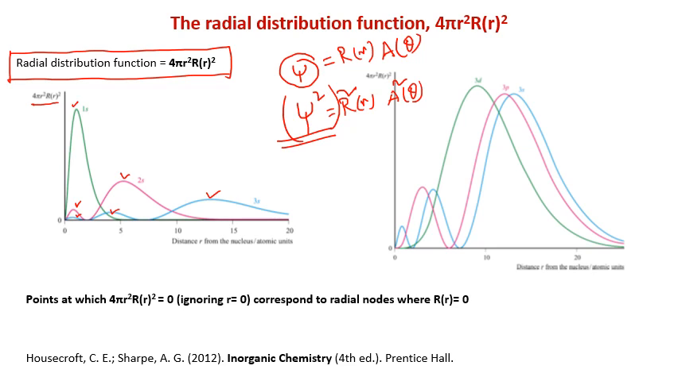And those points where this value 4 pi r square into capital R square is 0, like in this point, are called radial nodes, where capital R is equal to 0. So basically they are the points at which this radial distribution function vanishes, ignoring r is equal to 0, which is the nucleus. Except this point, wherever you find that this radial distribution function becomes 0, this is called a radial node.